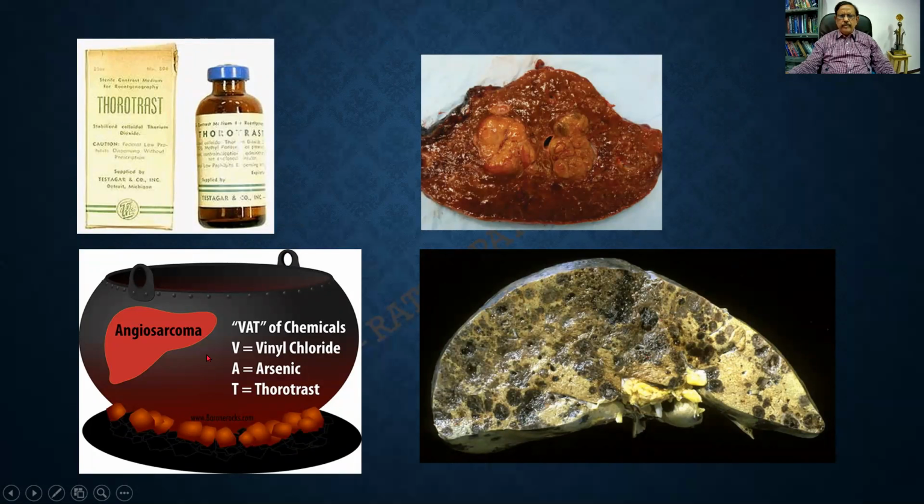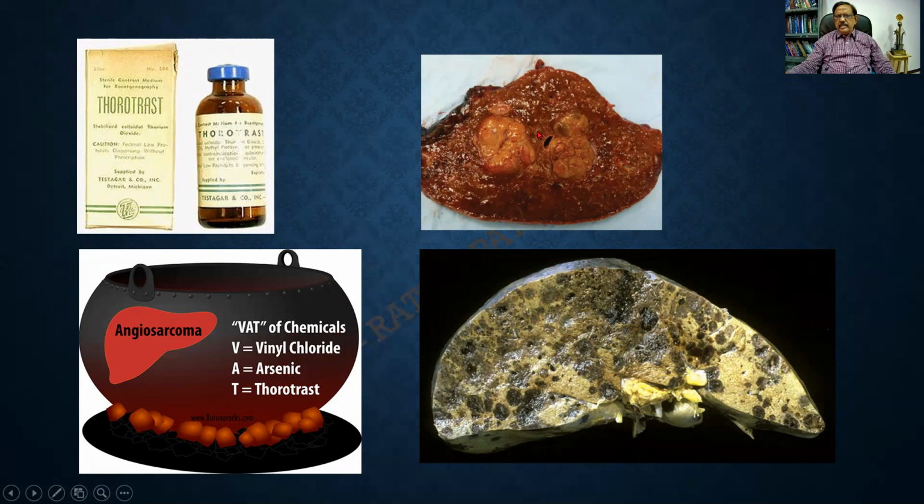Now, what is this maze of pictures over here? This is Thorotrast. It has been banned because it was leading to malignancy. And remember the vat of chemicals: vinyl chloride, arsenic, and Thorotrast. All of this can lead to a malignancy called angiosarcoma, a malignant tumor of the blood vessels.